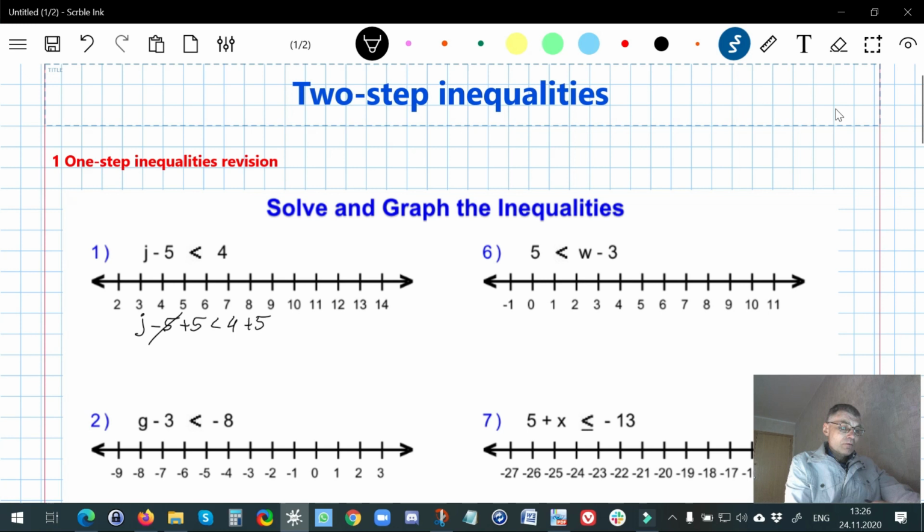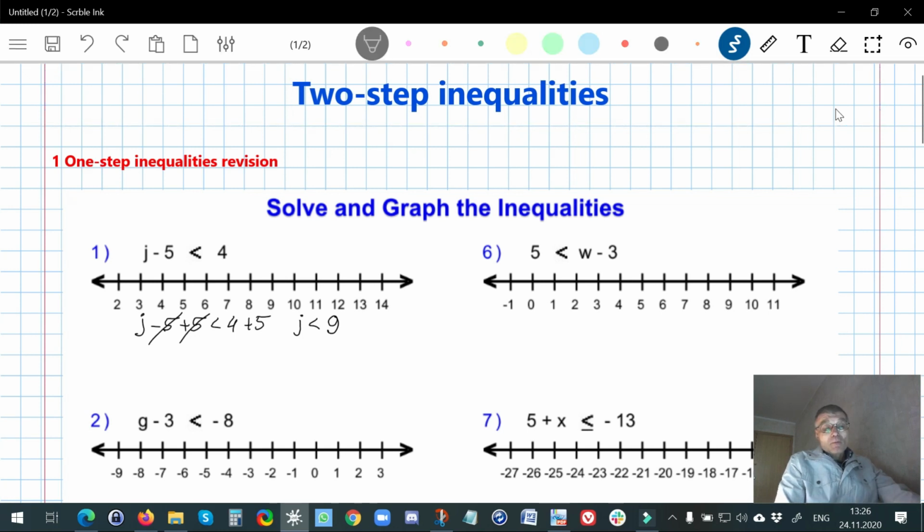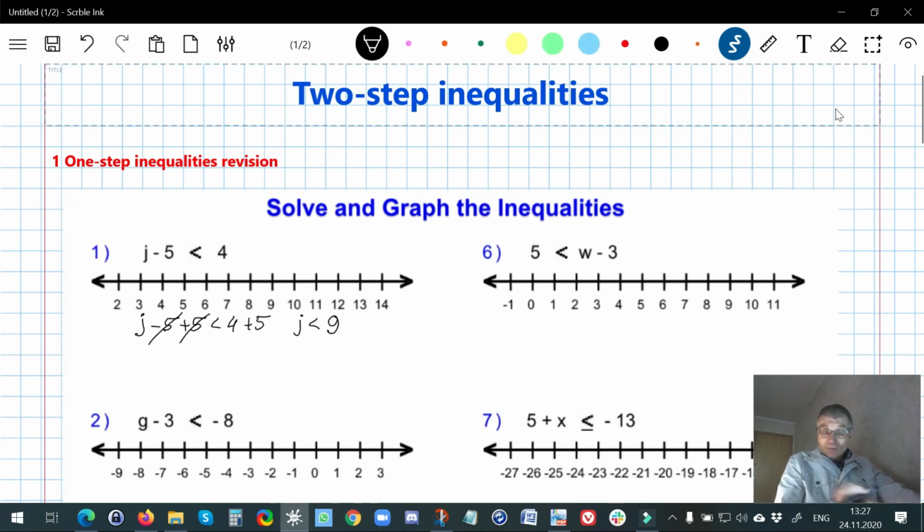And then here, positive 5 and negative 5, they just cancel. And here is my answer. J is less than 9. This is it. I got not only the solution of my one-step inequality, but also a set builder notation. This is the answer exactly in set builder notation. So when we solve our inequalities directly, we get the answer in a set builder notation.